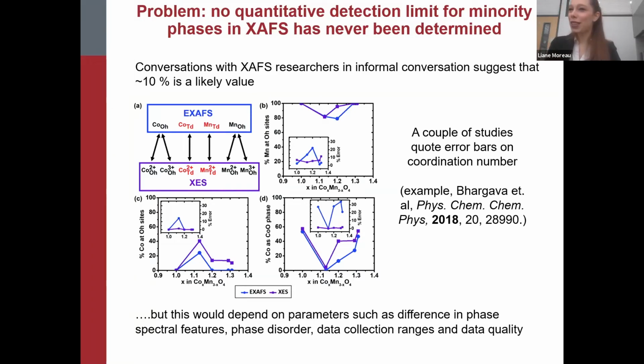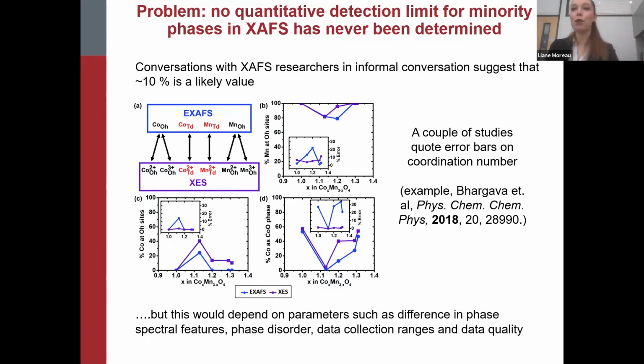But I'm not really sure that that's the best way to do that, because we know coordination number is not a particularly accurate metric by which to look at XAFS data. It's not as accurate as some of the other parameters, and doesn't necessarily tell us the existence or non-existence of a particular phase. And so also, thinking about this, there certainly isn't going to be one number for a detection limit of a secondary phase.